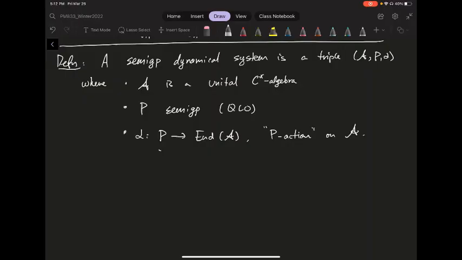So last time we saw this diagonal algebra, and that's actually helped us to realize the universal semigroup C-star algebra as a cross-product algebra. And for that, I need to introduce this notion of semigroup dynamical system. So in the classical sense, a dynamical system usually is just a group acting on a topological space.